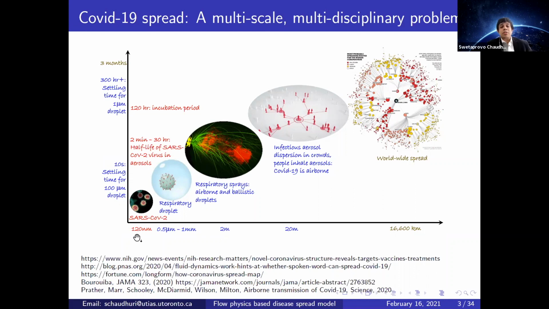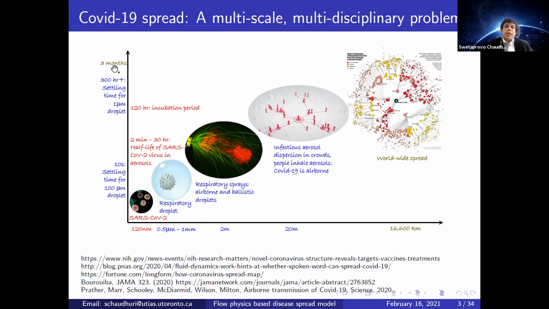So it involves length scales all the way from 120 nanometers to tens of thousands of kilometers at the disease spread level. And it involves time scales of the order of, I mean, even smaller time scales can be there because the droplet evaporation time scales are smaller, all the way from a few seconds to a few months.